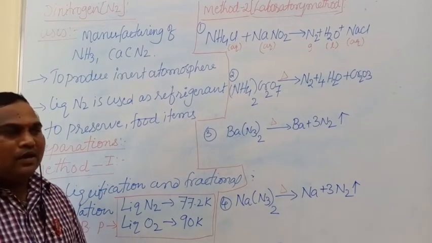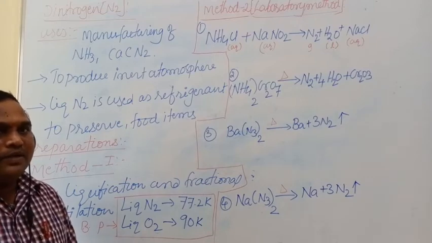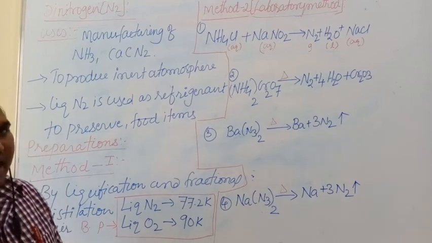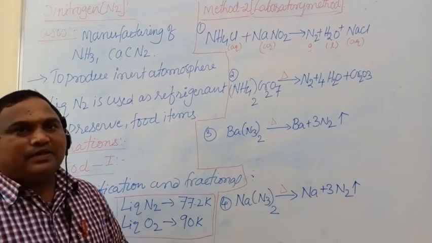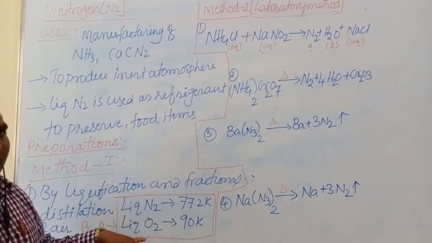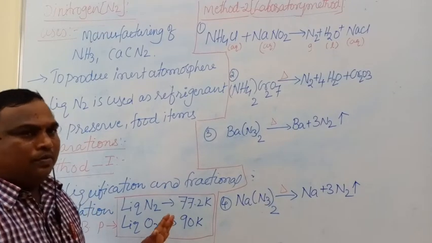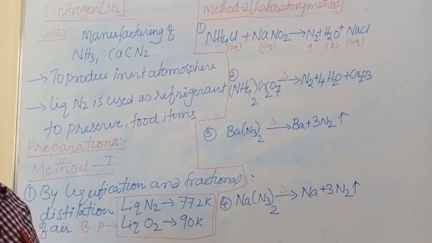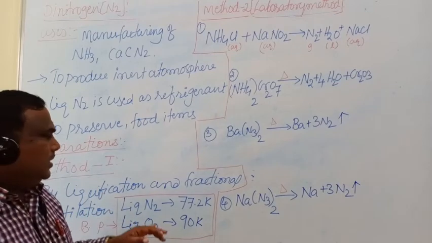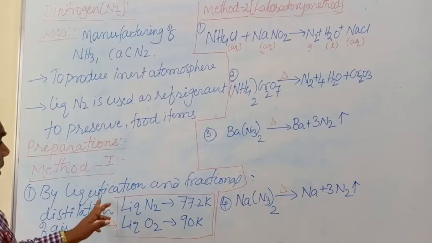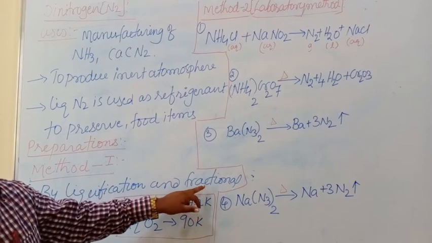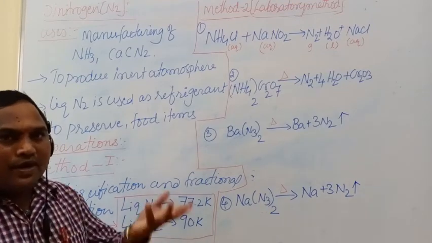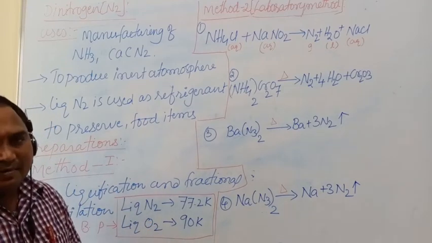In the last class we studied that dinitrogen is present in the earth's atmosphere at 78% by volume and 75% by mass. So in the atmosphere itself dinitrogen is available, along with oxygen. That's why we collect the air from the earth's atmosphere and convert it into liquid. That is called liquefaction, that means gases are converted into liquid. When we have collected it as a liquid, we do the fractional distillation. In fractional distillation, the liquid which has the lower boiling point will come out first, and the liquid which has the higher boiling point will remain in the container.